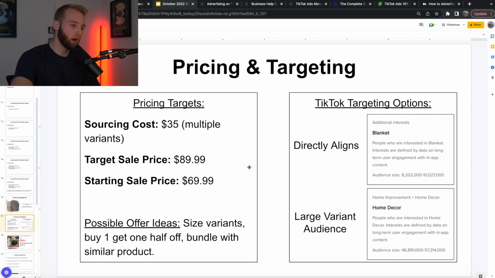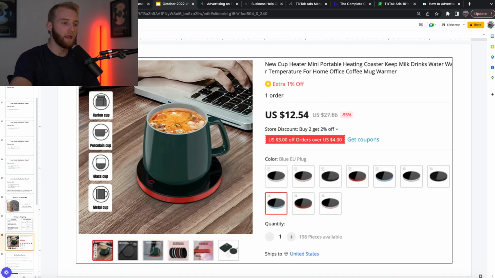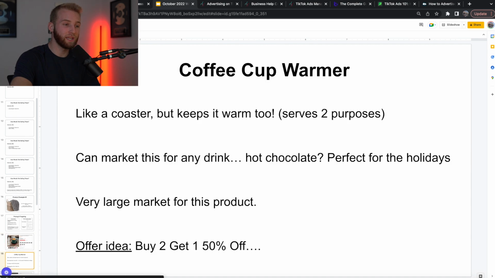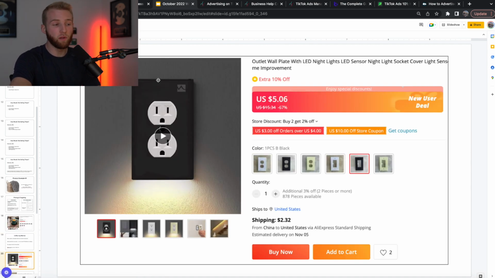I showed targeting, your offer structure, all of that. A coffee cup warmer. People really like that. Two people inside of our Discord are already selling this product. One of them just got, I think, his first four sales yesterday. Day one, still like $160. So again, showing these products at work.